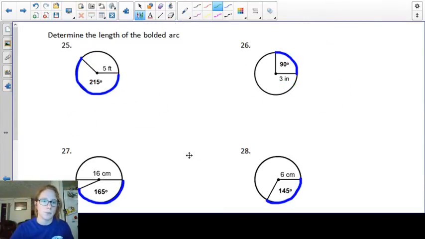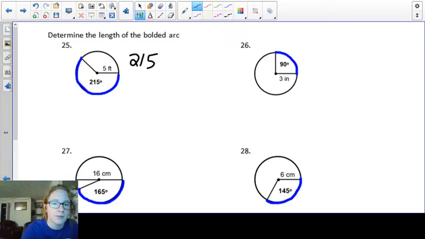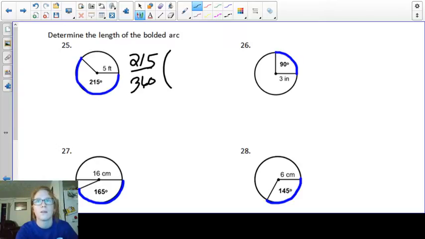Alright, in these next ones, we're going to find the length of the arc. So that means we need to use our skills, and we're going to find a piece of my perimeter. So when I do that, I'm going to have whatever that degree is. So in this case, 215. So I'm going to take 215 divided by 360 times the formula for circumference. So that's 2 pi r. So in this case, my r is 5. So I'm going to multiply by 2 and I have 10.